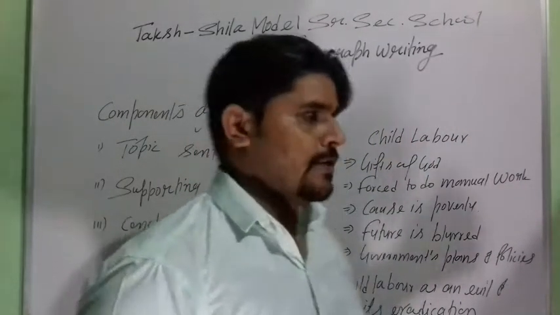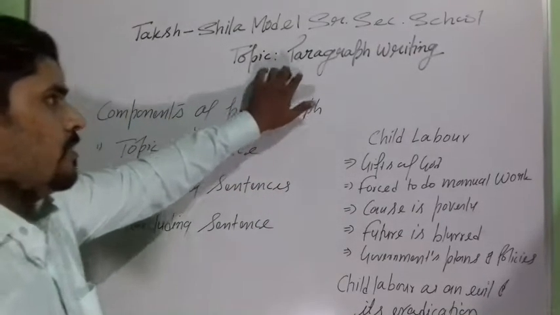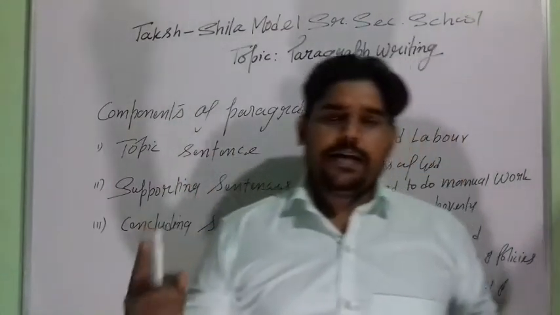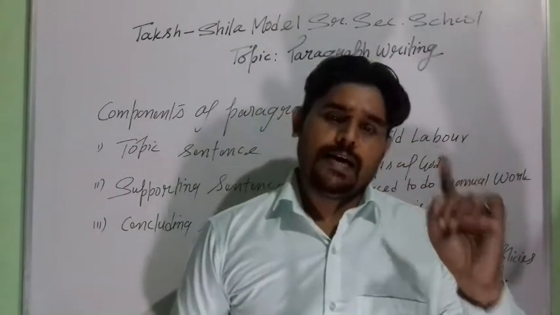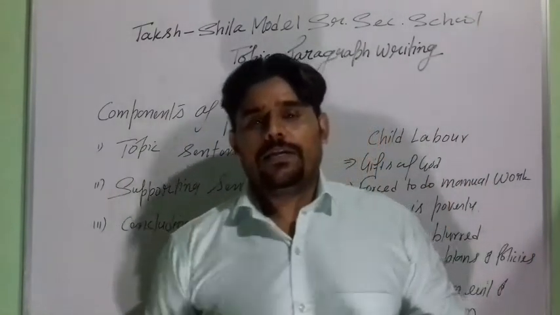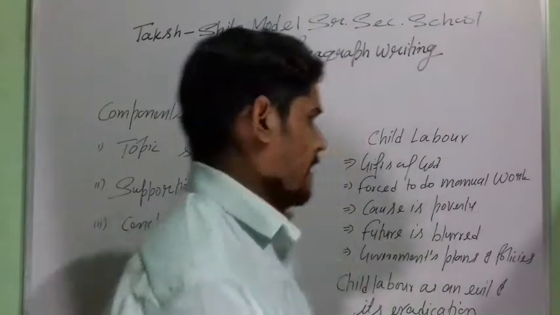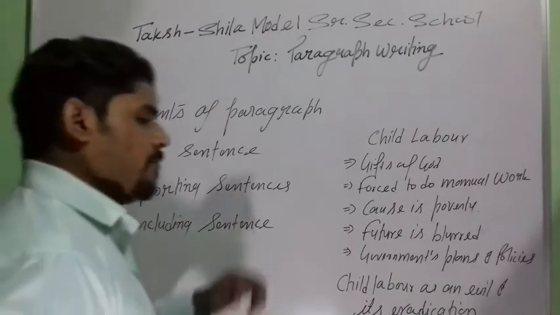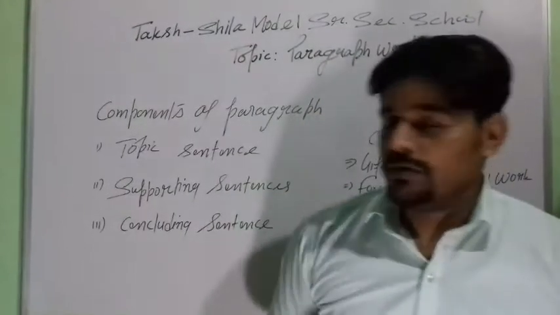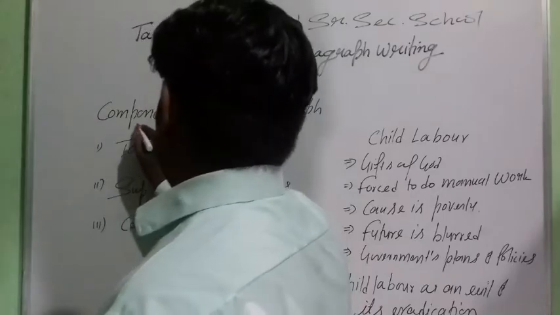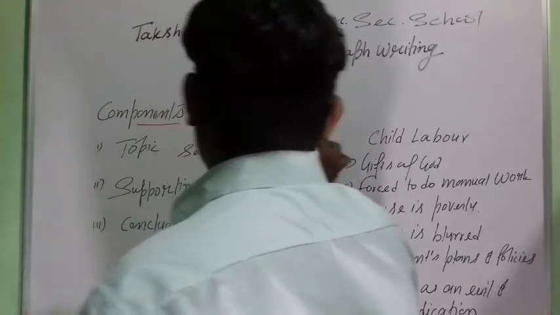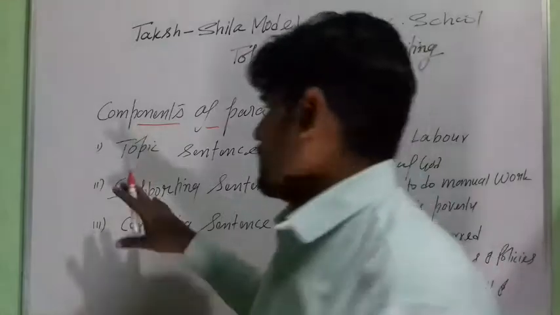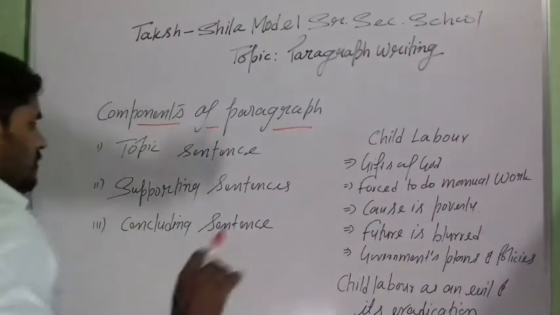But in this class today, we are going to read about paragraph writing. Paragraph writing has to convey a single idea, right? How does it convey a single idea? Now take a look at what I have written on the board. You can see the components of a paragraph, first of all, that we should discuss in this class today. Components of paragraph means parts of paragraph, right, students?